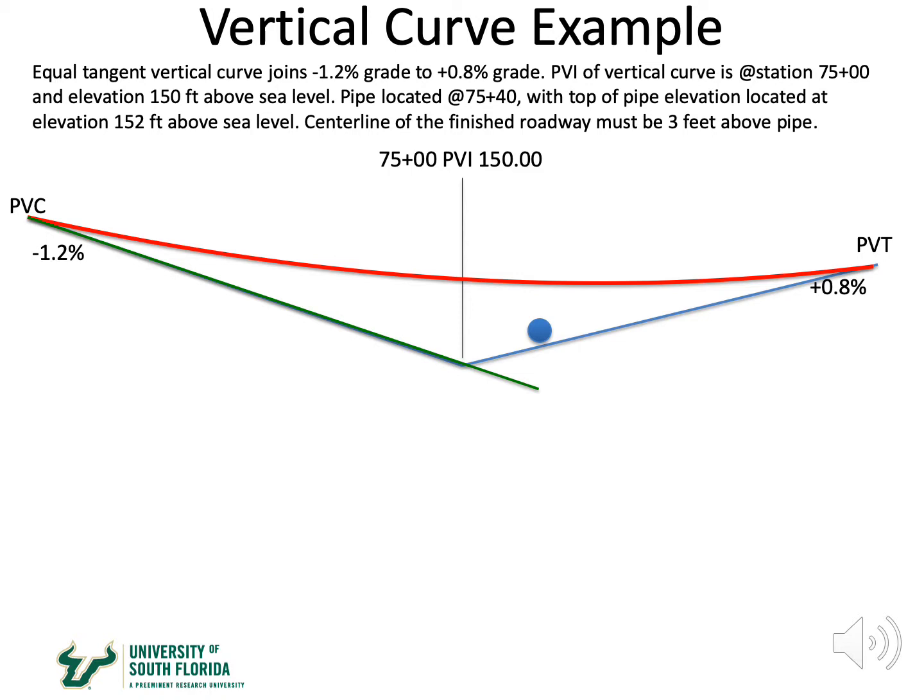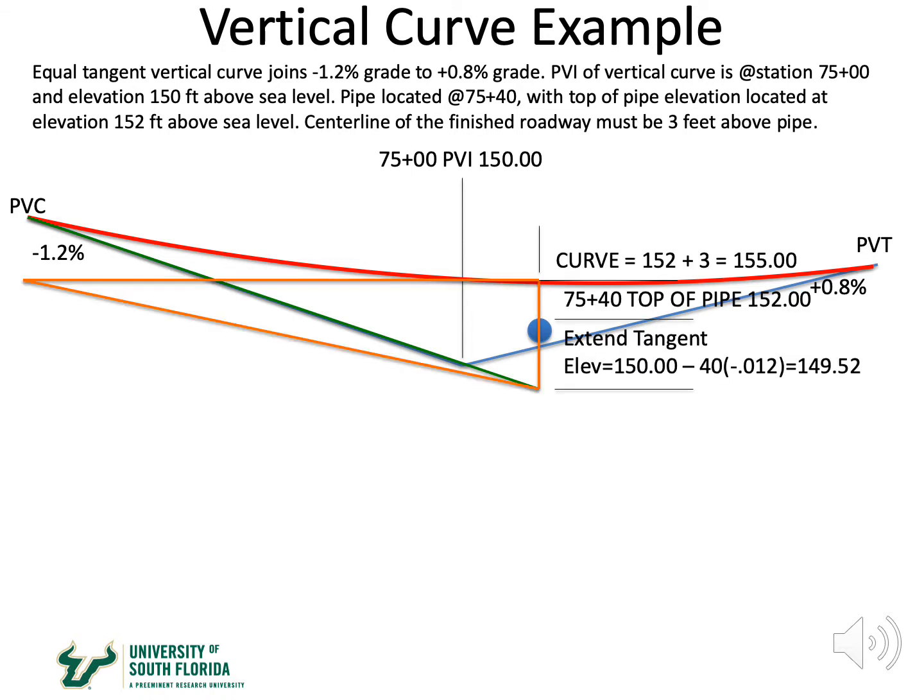So the first thing that I always like to do is to choose one side of the vertical curve to proceed from. You can solve this problem from either the left or the right. In this example, I'm solving it from the left. So I simply extend the entering tangent to the pipe, that's the green line, and then I draw a triangle. It's the orange triangle here.